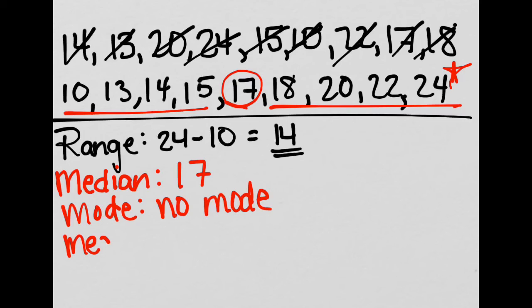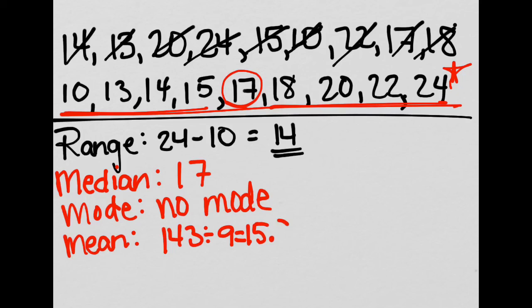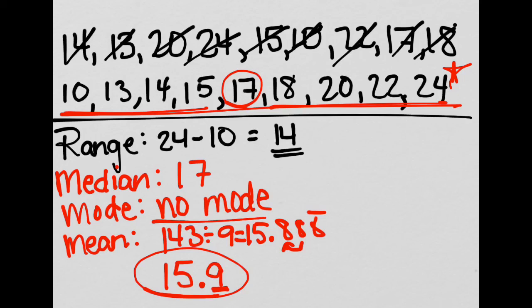And then my mean is the hardest one because it takes the most work. So I'm going to add 10 plus 13 plus 14 plus 15 plus 17 plus 18 plus 20 plus 22 plus 24, and that's going to give me 143. I need to divide by 9 because there's 9 numbers up here, and that is going to give me 15.888, and it just keeps on going. So I'm going to say 15.9. I'm going to round up because the 8 would make that go up. So my mean is 15.9. I have no mode. 17 is my median and 14 is my range.